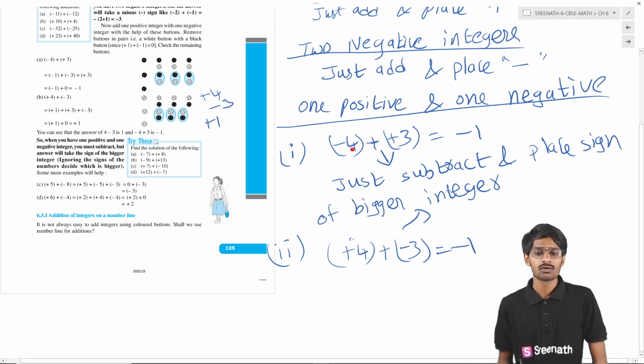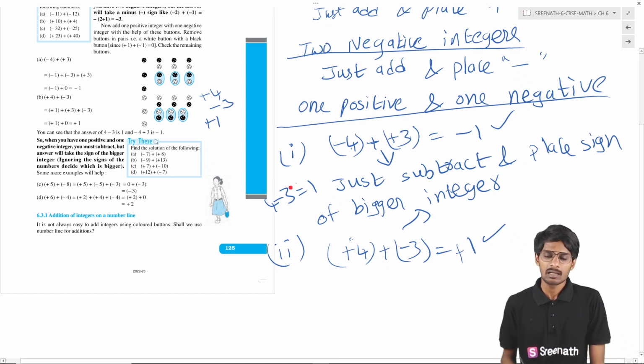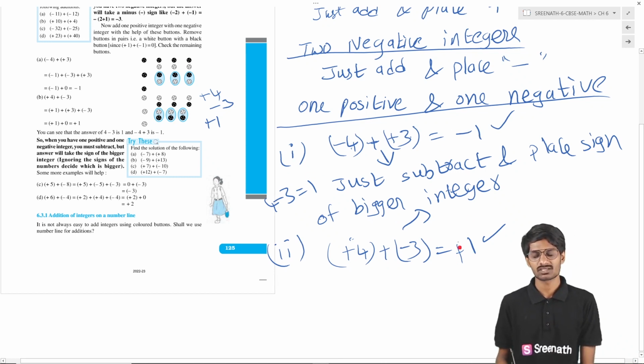So if you see, 4 minus 3 is how much? 4 minus 3 is equal to 1. So we have represented 1 here, 1 here. Wait a second, students. 4 minus 3 is 1. Here it is minus 1, but here it is plus 1. Why? Because we place the sign of the bigger integer.